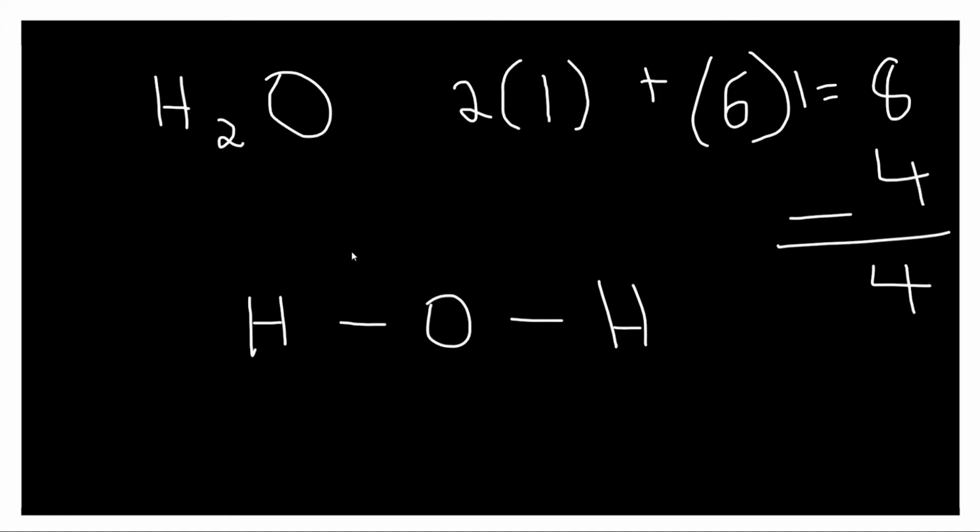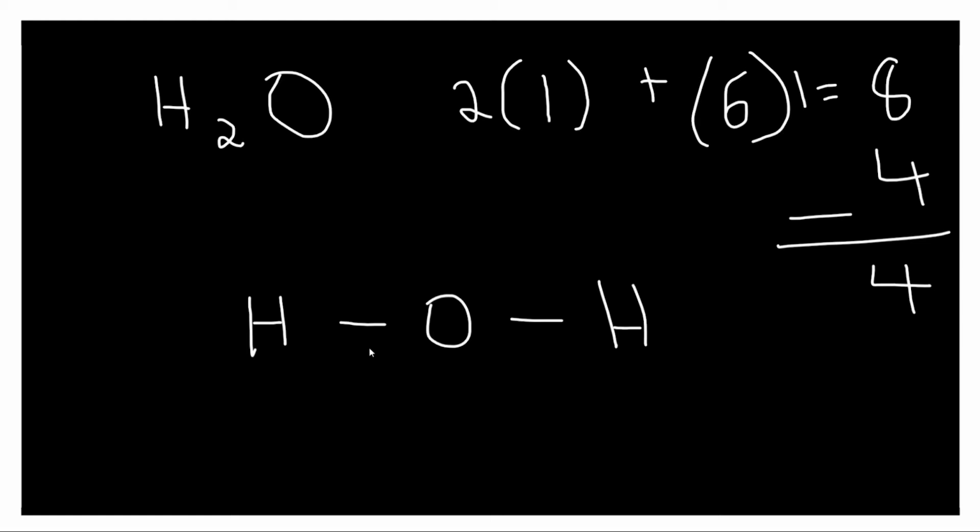So there are 2 rules that we need to keep in mind. We have something called the octet rule. That means every element, besides the ones that are exempt, should have 8 electrons around them. Meaning, in total, inclusive of the bonds, they should have 8 electrons. Hydrogen is an exception to that.